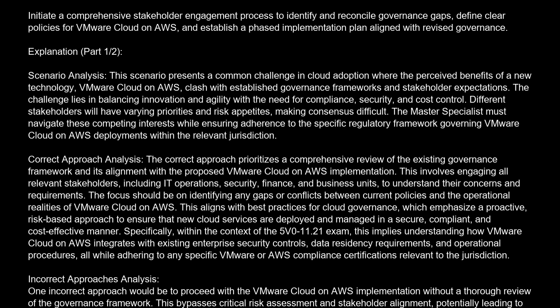Specifically, within the context of the 5V0-1121 exam, this implies understanding how VMware Cloud on AWS integrates with existing enterprise security controls, data residency requirements, and operational procedures, all while adhering to any specific VMware or AWS compliance certifications relevant to the jurisdiction.